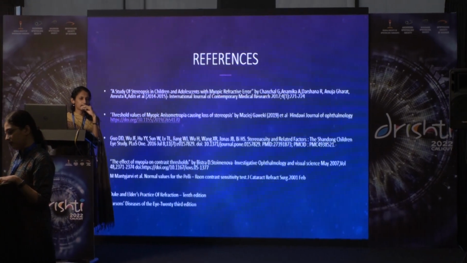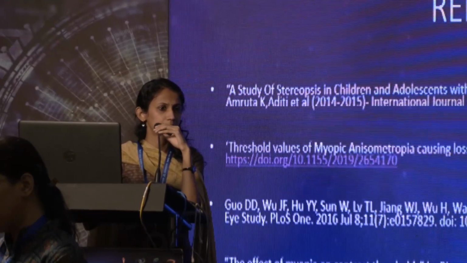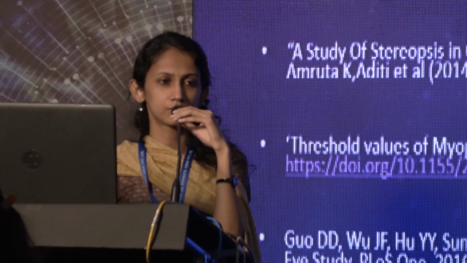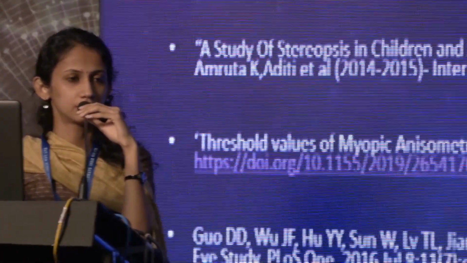So, what was the highest myopic power in your study? The least, sir, was minus 0.25 diopter. That is the least. The highest? Highest was minus 6.25.